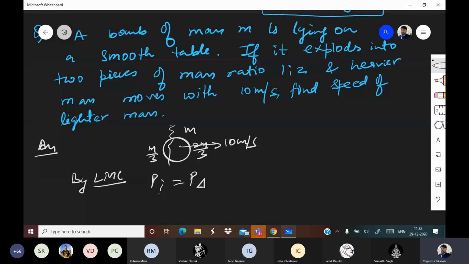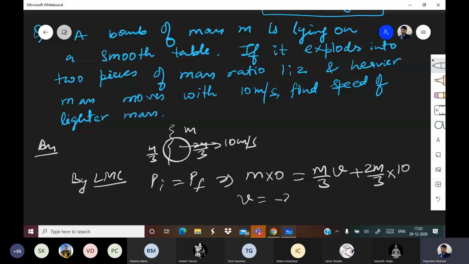This is final. P initial is equal to P final. How much is P initial? M into 0 is equal to M by 3 into V plus 2M by 3 into 10. And that gives us V is equal to minus 20 meter per second. Now the minus sign is simply indicating that the velocity will be opposite to the direction of movement of the heavier mass.